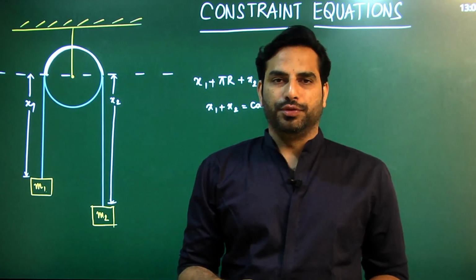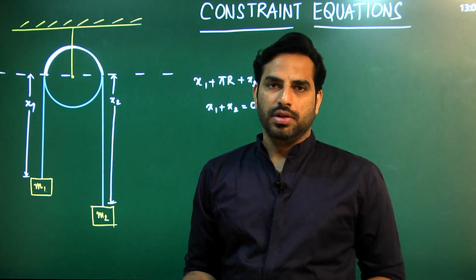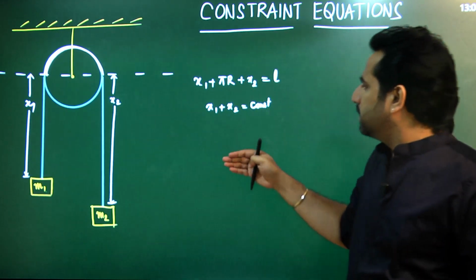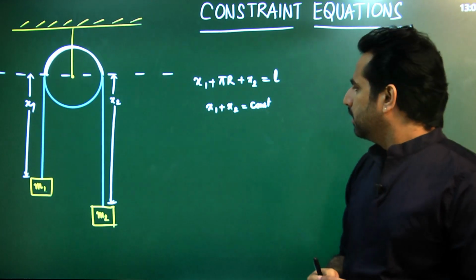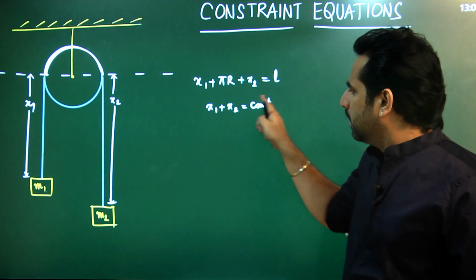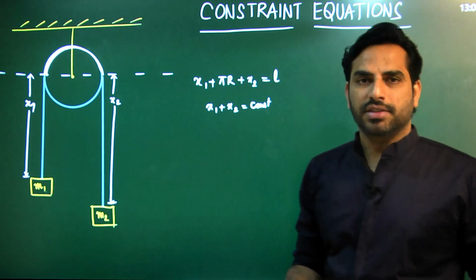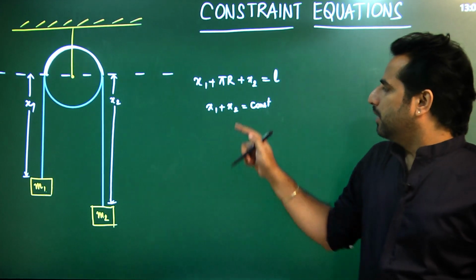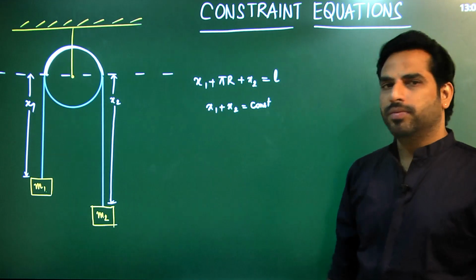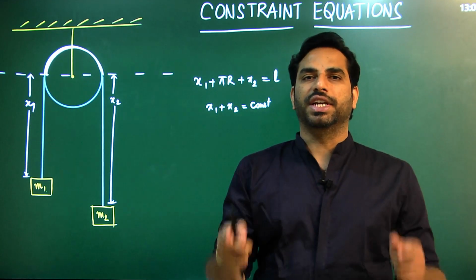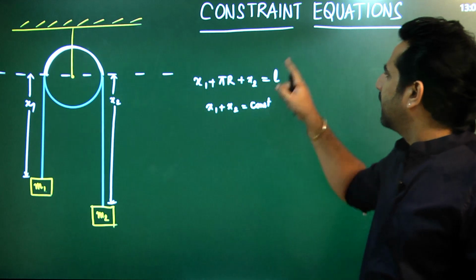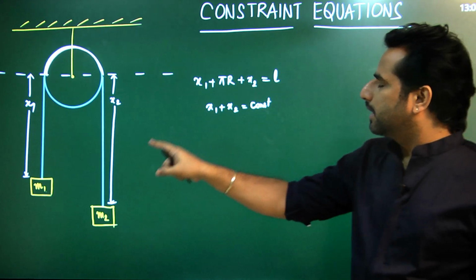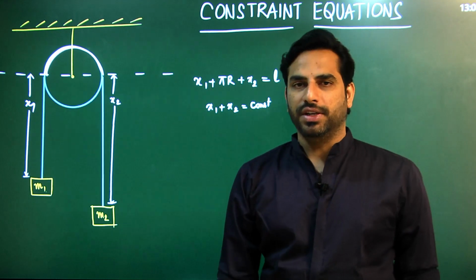As the blocks move, as m1 is moving up or down, m2 will move down or up, x1 changes and x2 changes, but they follow this equation. x1 and x2 will change such that the sum x1 plus x2 remains constant. So the motion of m1 and m2 is constrained by the string. That is the reason these are known as constraint equations. So x1 plus x2 is constant is the constraint equation for this particular case.